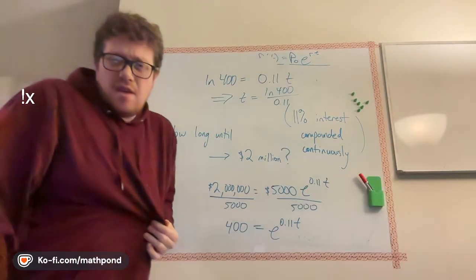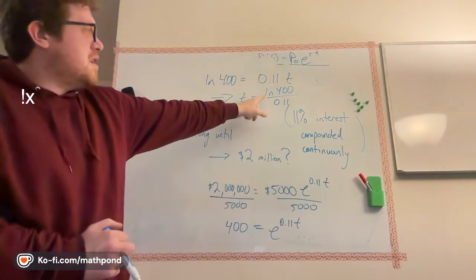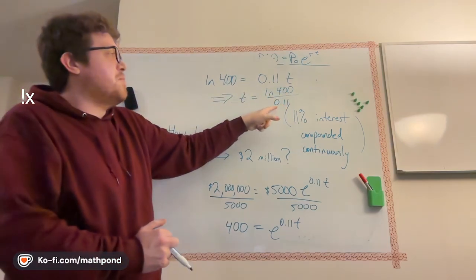So can anybody plug this in for me? Natural log of 400 divided by 0.11.